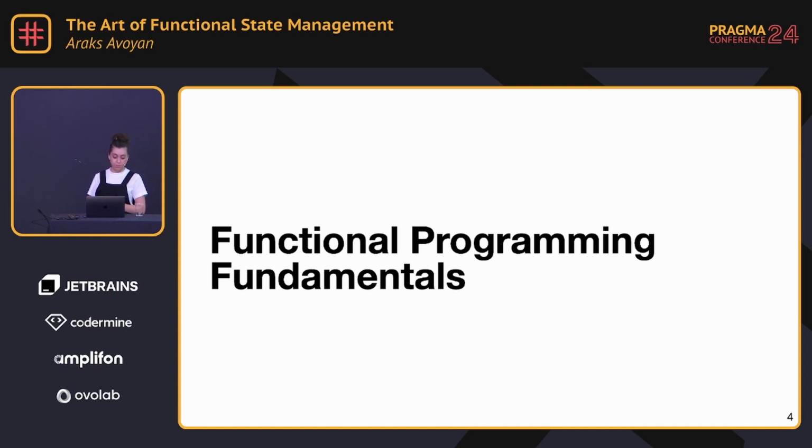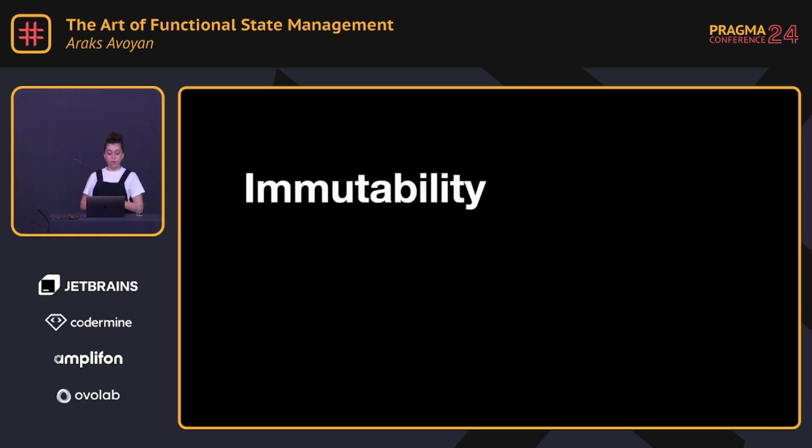management in our apps. Functional programming is a programming paradigm that treats computation as the evaluation of mathematical functions and avoids changing state and mutable data. This approach emphasizes the use of pure functions, immutability, and higher-order functions to create more predictable and reliable code. One of the core concepts introduced is immutability.